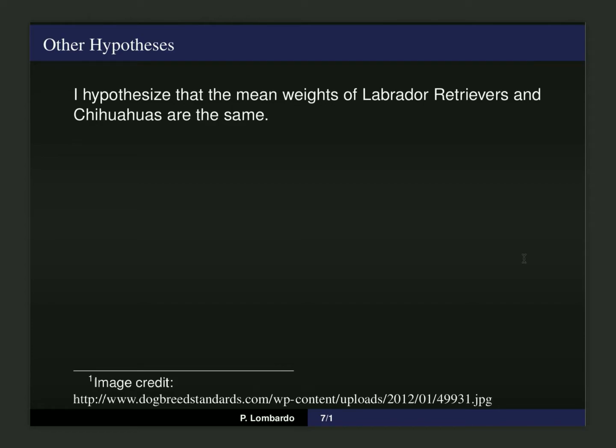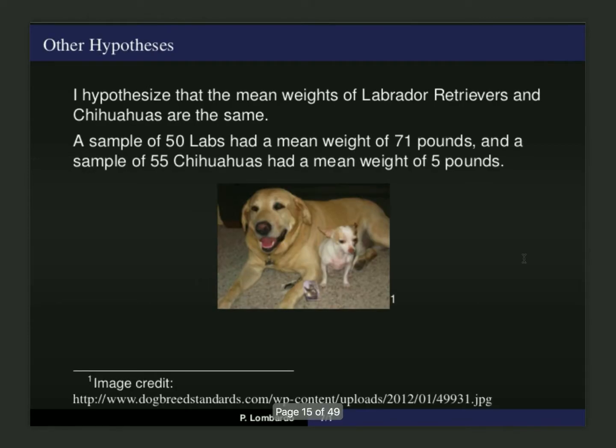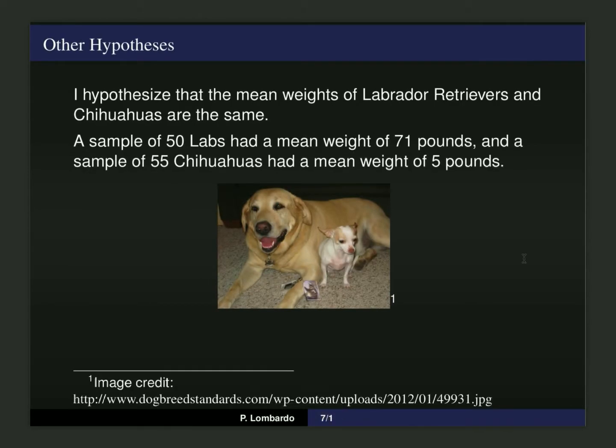I could hypothesize that maybe the mean weights of Labrador retrievers are the same as the mean weights for Chihuahuas. Okay, so if I look at the population of labs and the population of Chihuahuas, my claim is that the average, the mean in the population, is the same for both. Now, obviously, this isn't true, right? Anyone who's seen a Chihuahua and anyone who's seen a Labrador Retriever knows that these are very different sized dogs. Their mean weights in the population should be different. But how do I actually show this?